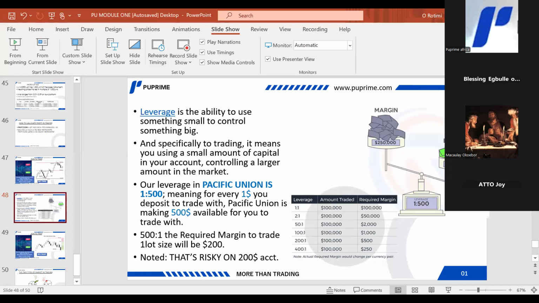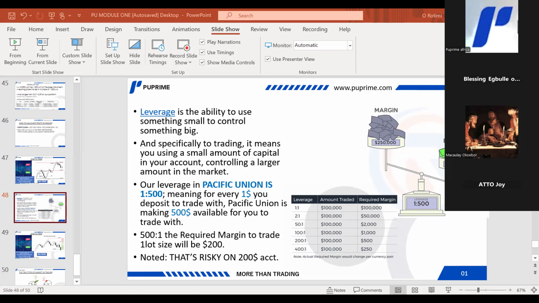Leverage is a function of the platform that gives you the ability to use a small account to control a bigger account. So how does that really work? I'm going to show us that right now.